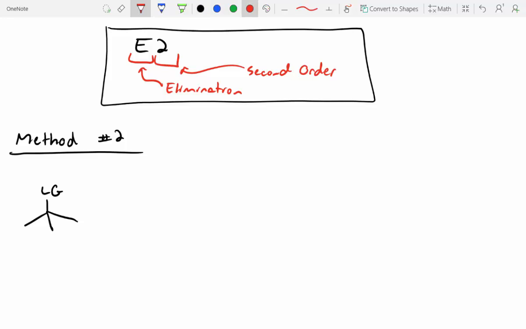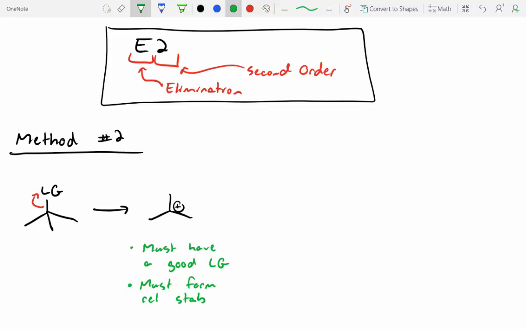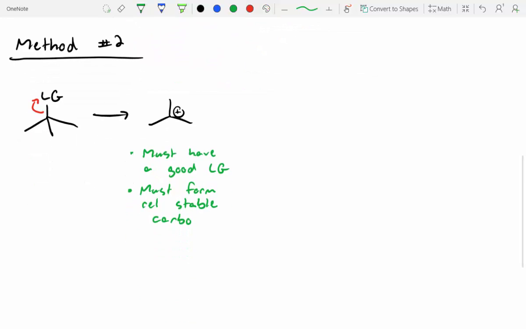If it's like an SN1 reaction, what do you think the first step's going to be? Yeah, leaving group falls off. And we know in order for this to happen, we have to be able to form some sort of relatively stable carbocation. So let's make a note of that. You must have a good leaving group. And you must form relatively stable carbocation. It's the same requirements as with an SN1 reaction.